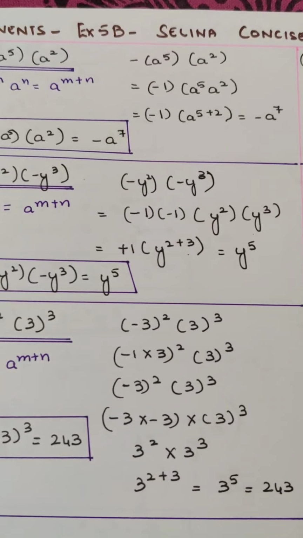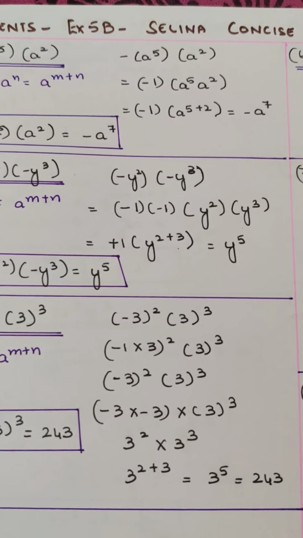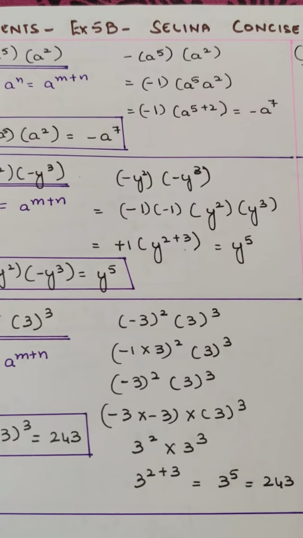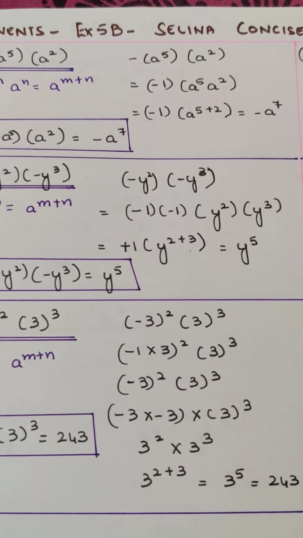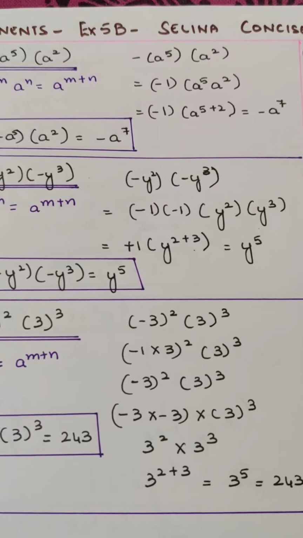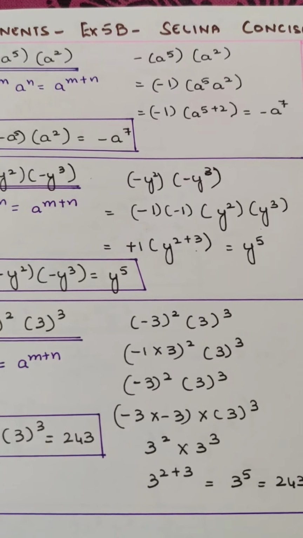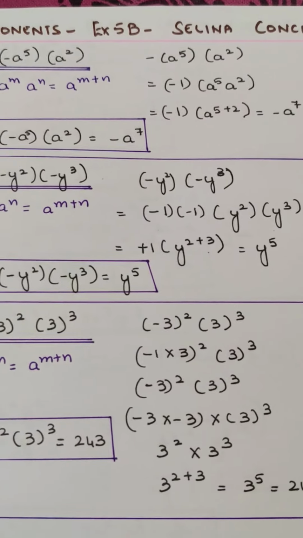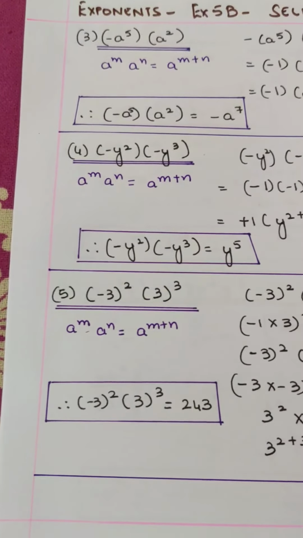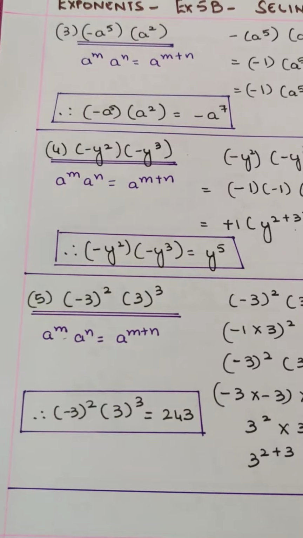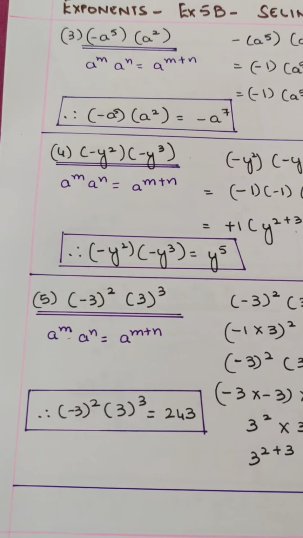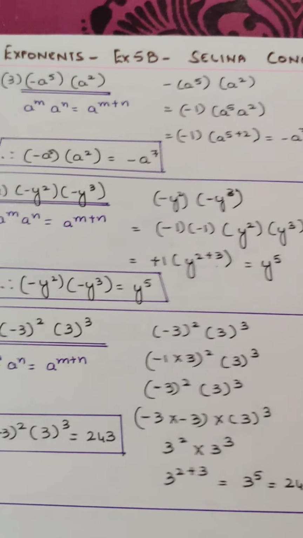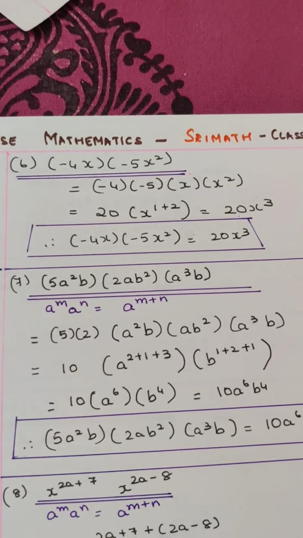That is equal to 3 to the power of 5. I have again simplified 3 to the power of 5. Multiplying 3 five times, you get 243. Again students, it depends on your school. If they want to leave the answer at 3 to the power of 5, you can leave the answer at 3 to the power of 5, or else you can change it to 243. Therefore, minus 3 square into 3 to the power of 3 is equal to 243 or 3 to the power of 5. Isn't it simple? Yes, it is simple. Let's move on to the sixth sum.